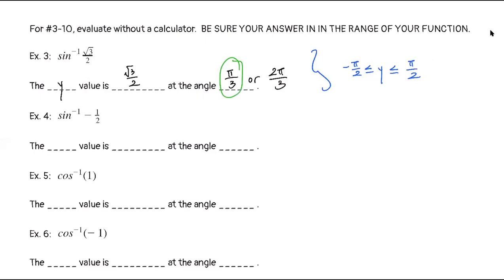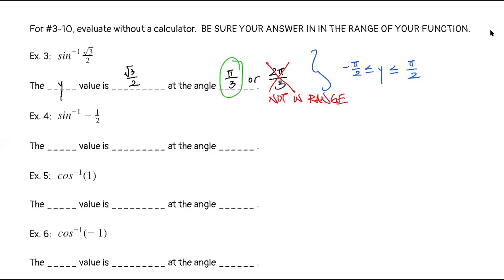Is 2 pi over 3 between negative pi over 2 and pi over 2? No, it's not. Because that one's in quadrant 2, but we really want to look in quadrants 1 and 4. So this is not in the range.